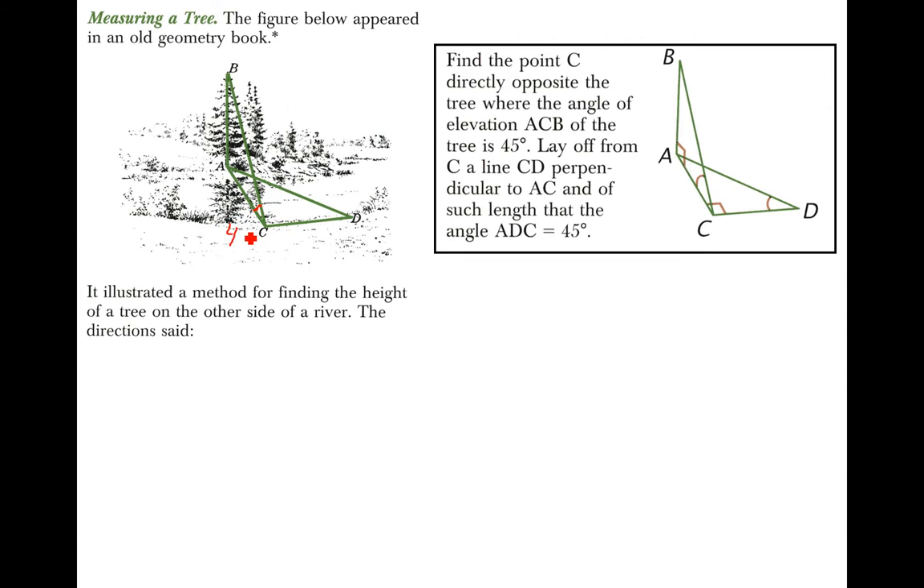So you want that to be 45. We then lay off from C a line CD that's perpendicular. So we want this to be perpendicular to AC, that path across the river. So it's actually going way over here, perpendicular. And then you walk along here until you make this angle right here, 45 degrees.